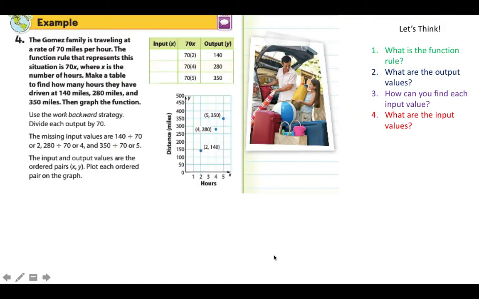Look at example number 4. It says the Gomez family is traveling at a rate of 70 miles per hour.